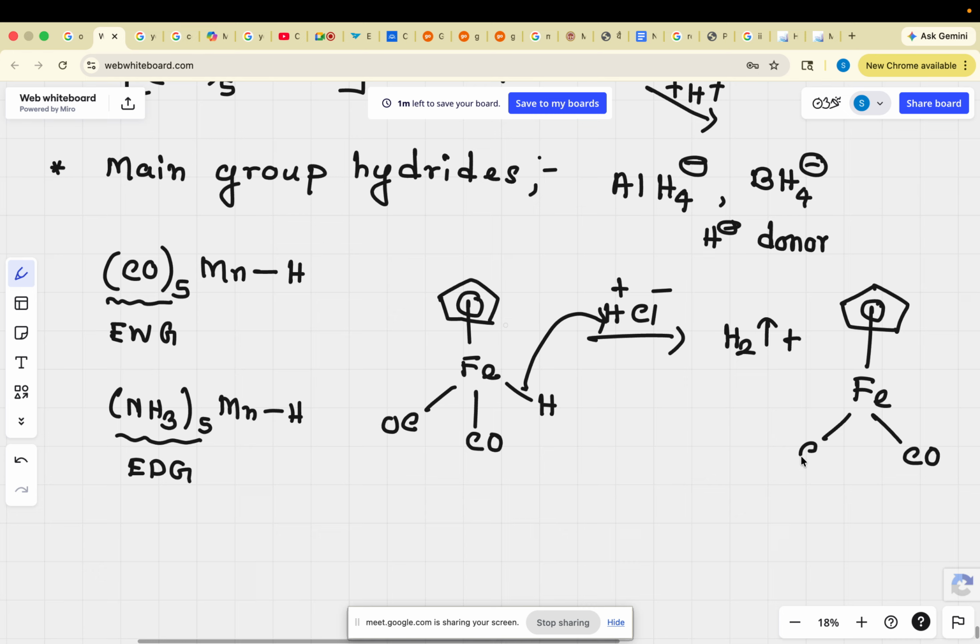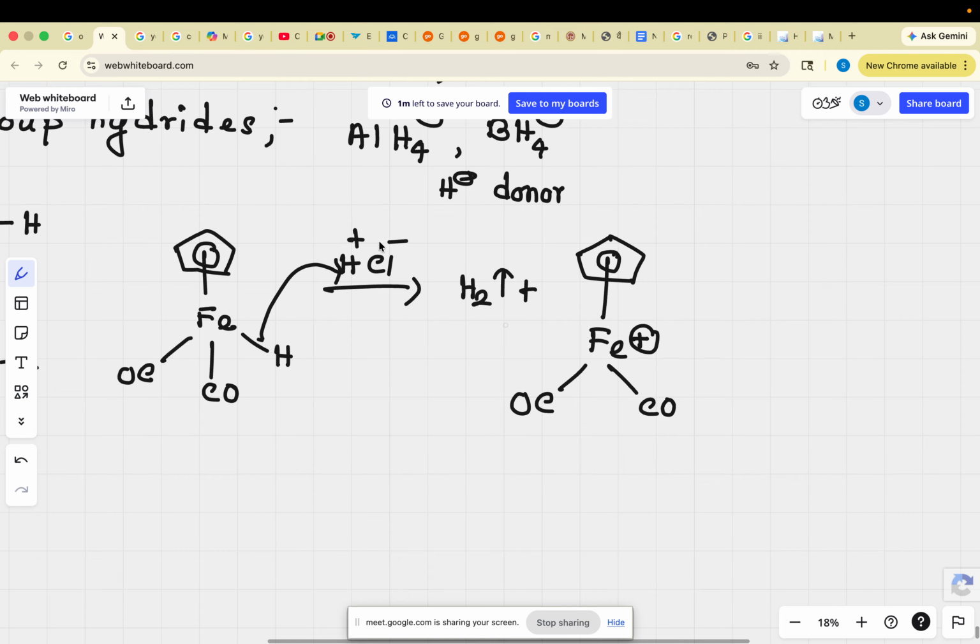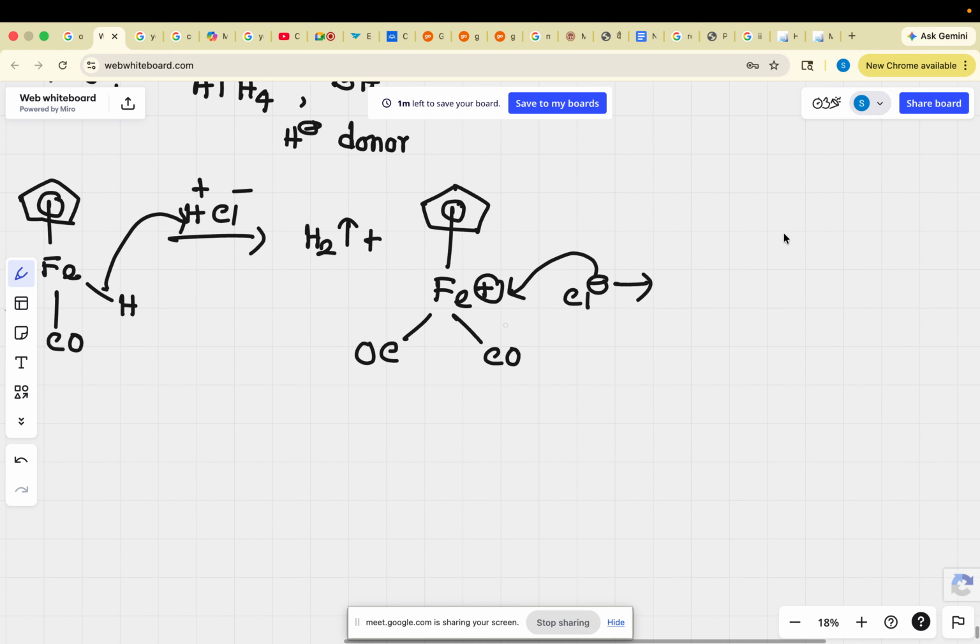So positive charge will be here. Positive charge is here. And what is the counterpart you have? Cl minus. So Cl minus will attack here. So you are getting this compound, iron Cl bond.